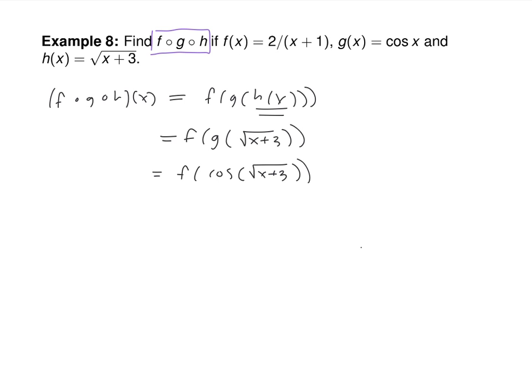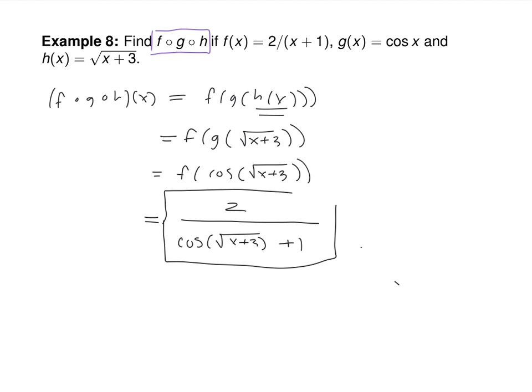And then where does that stuff go in? Into f, into that x. So that becomes 2 over cosine of root x plus 3 plus 1. Does it make sense in this notation that h is the thing you do first? If you were to put a number into this, first you would root it, right? Then you would cosine it, right? And then you do 2 over stuff plus 1, right?